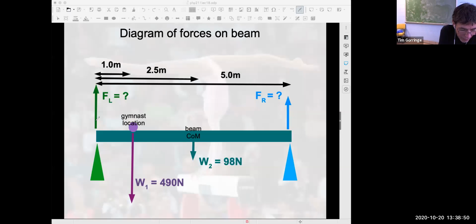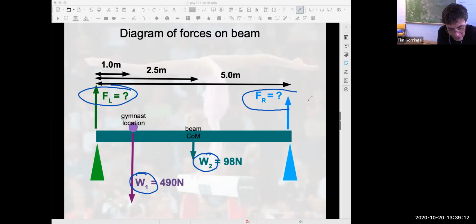There are four forces acting on the beam. There's the force of gravity due to the gymnast being supported by the beam. I call that W1. Then the force of gravity on the beam itself, and the force from the left-hand support and the force from the right-hand support. I call those F left and F right. And I know a bunch of things about these forces. I know that the weight of the beam is 98 newtons. Its mass was 10 kilograms. And I know the weight of the gymnast is 490 newtons. Her mass was 50 kilograms. So I know the strength of these forces, and I know that they're straight downwards.